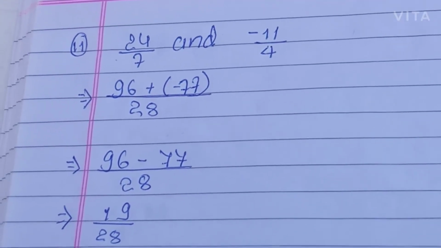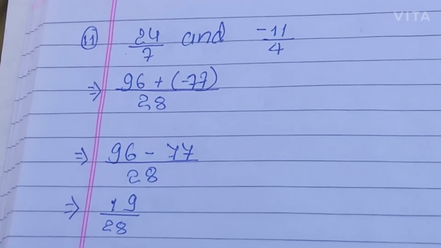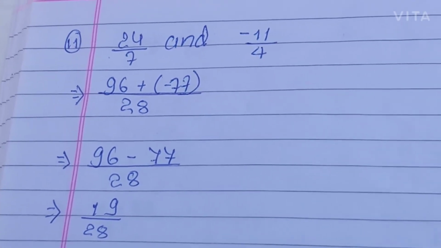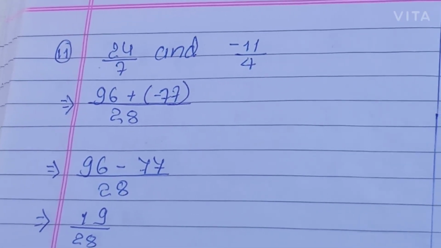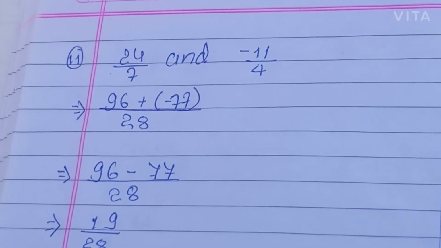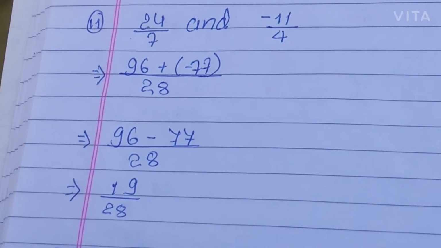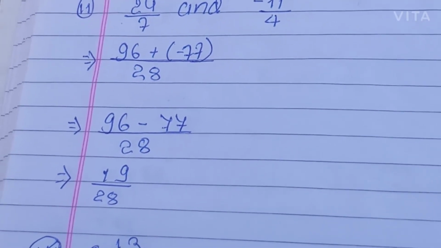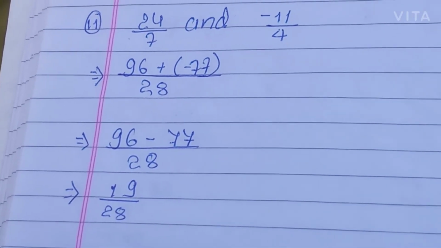Now see question number 2, it's a little bit different, because in the question it has been told to convert into a mixed fraction, but here we can't convert into a mixed fraction. So first solve it. After solving, first we have to take the LCM. The LCM is 28. After taking the LCM, first we have to convert the numerator. So we get 96 plus minus 77 by 28. So we have to change the sign. After changing the sign, we get 96 minus 77 by 28. After subtracting it, we get 19 by 28.